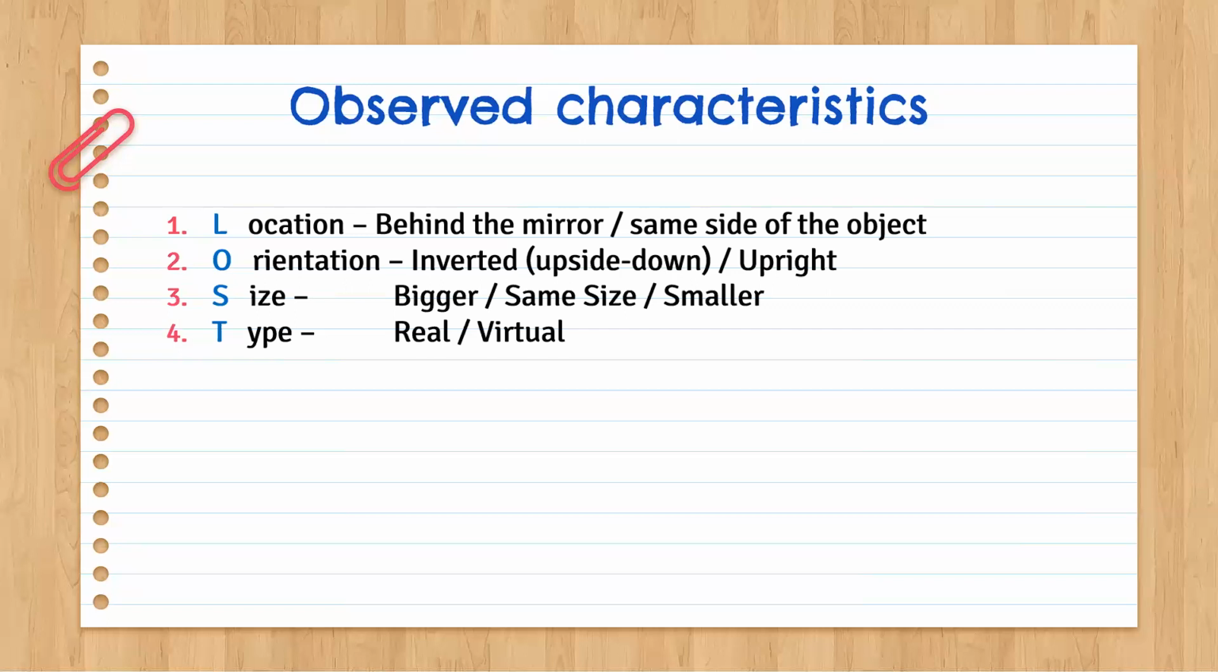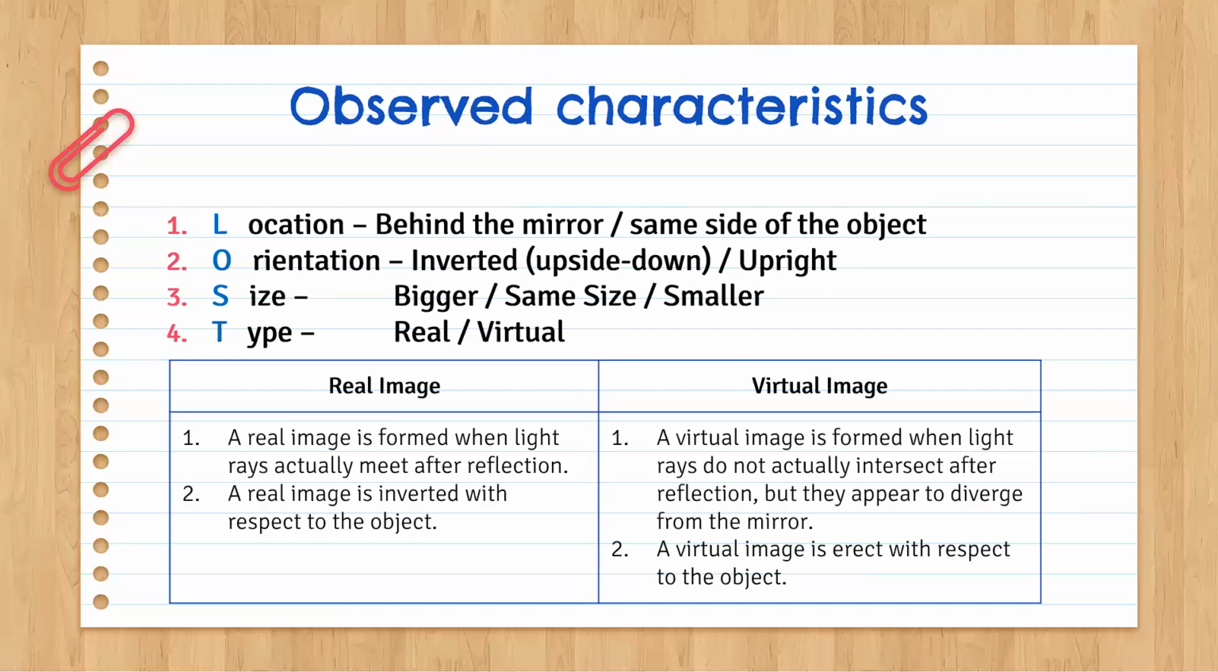Now, how do we differentiate between the two? First, a real image is formed when light rays actually meet after the reflection, and the image is inverted with respect to the object. While a virtual image is formed when light rays do not intersect after reflection, but they appear to diverge from the mirror, and a virtual image is upright with respect to the object.